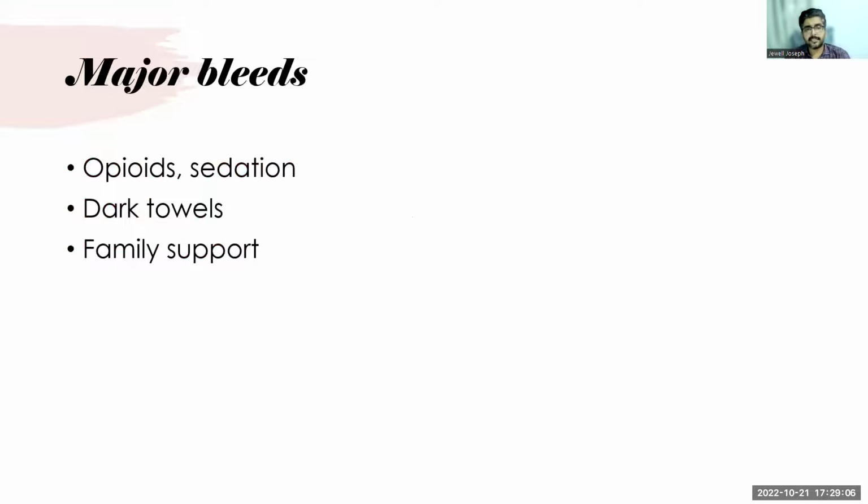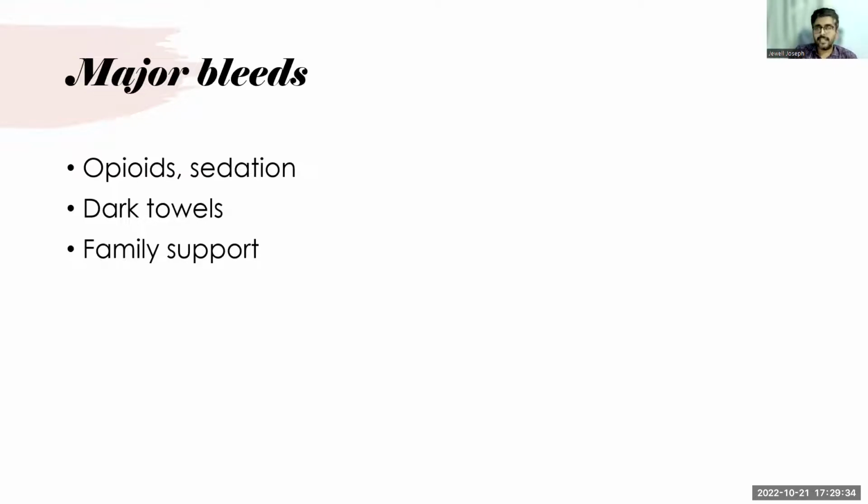Major bleeds are again very difficult to manage. For example, it can be from the major blood vessels, like the carotid blood vessels due to a head and neck tumor eroding into the blood vessels, or an inguinal tumor or a lymph node eroding into the femoral vessels. All those things are very difficult to control the bleeding per se. So what we can only do is give the family support and keep the patient comfortable.